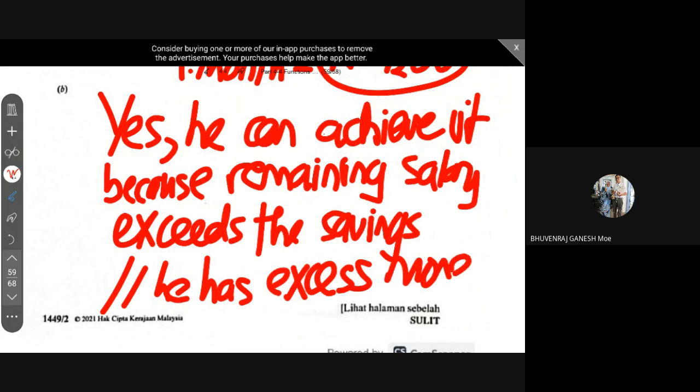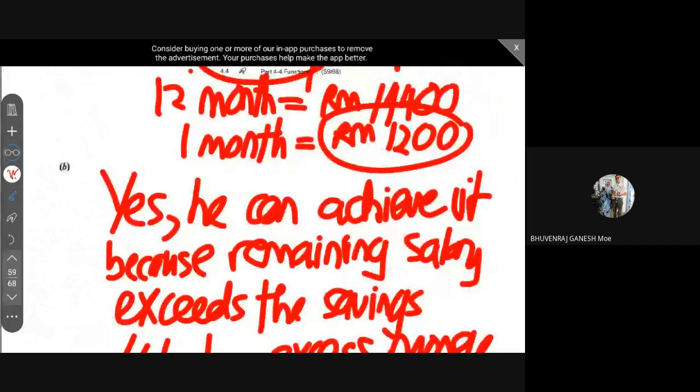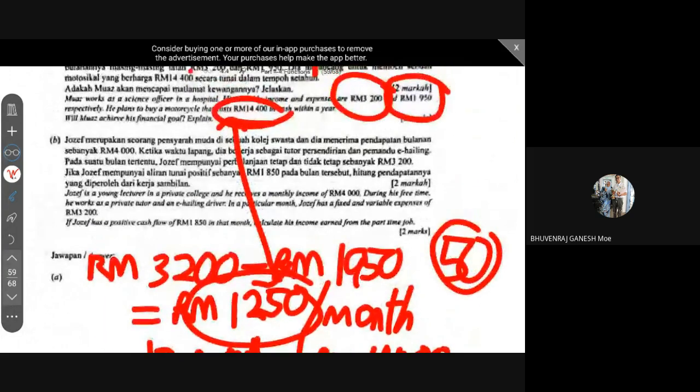Okay, so this is the first part done already. So can understand? This is an actual SPM question. Clear with it? Next we go to part B. Okay, good. Not bad. Good. Come, let's go to question B now.